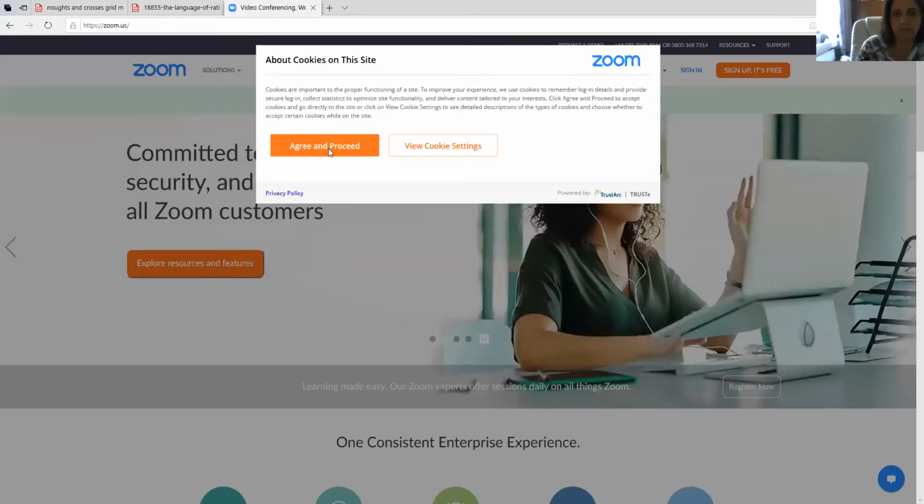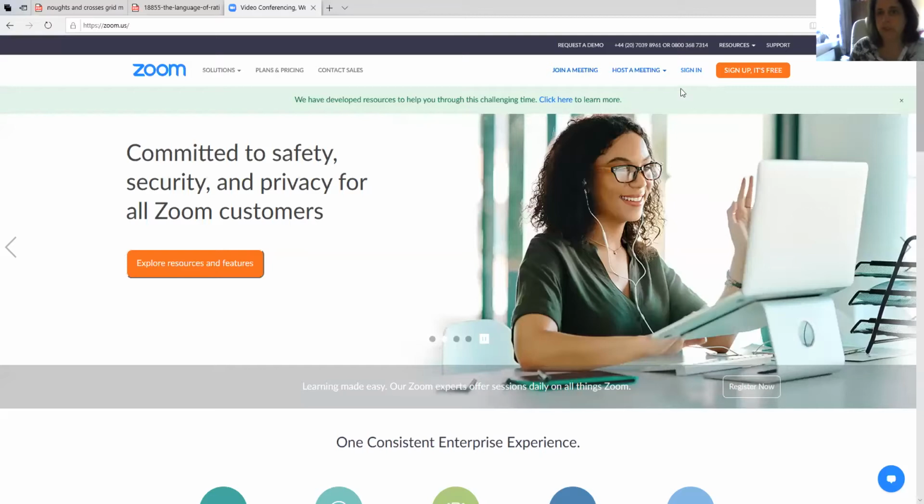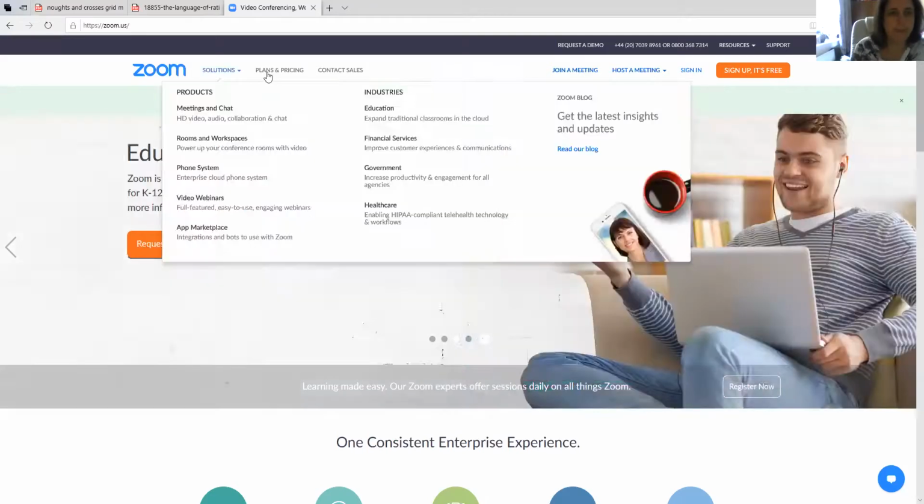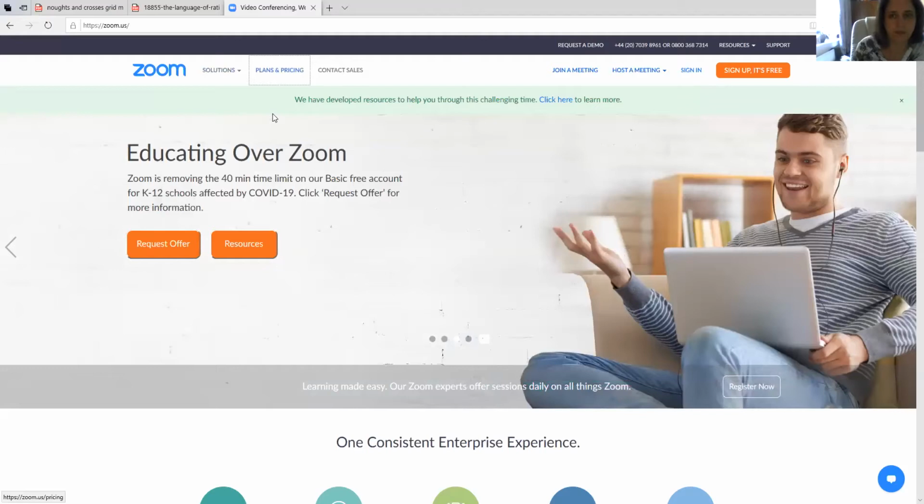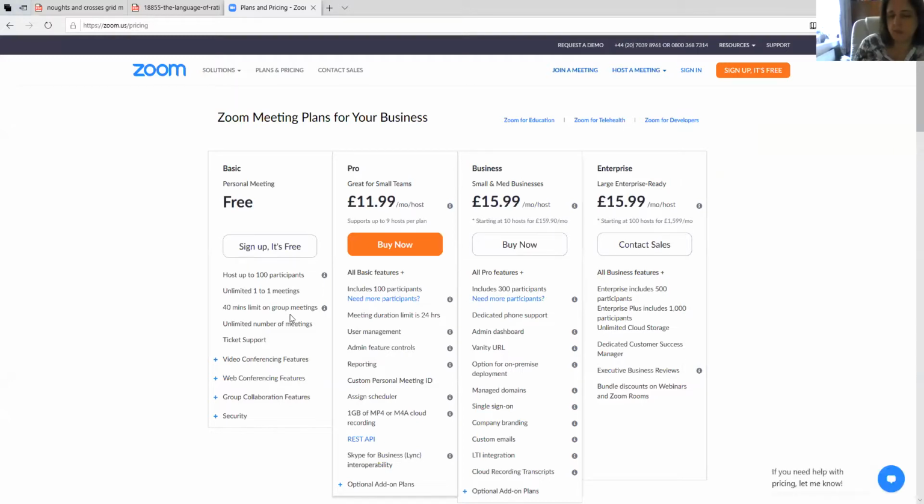Agree. Okay, the free membership offers you, here we go, you can host a meeting with up to 100 participants. You can have unlimited one-to-one meetings. If there's going to be a group, then you're limited to 40 minutes. Unlimited number of meetings, ticket support, video conference. So basically, this is the free package that I use, and I find that's perfectly adequate.